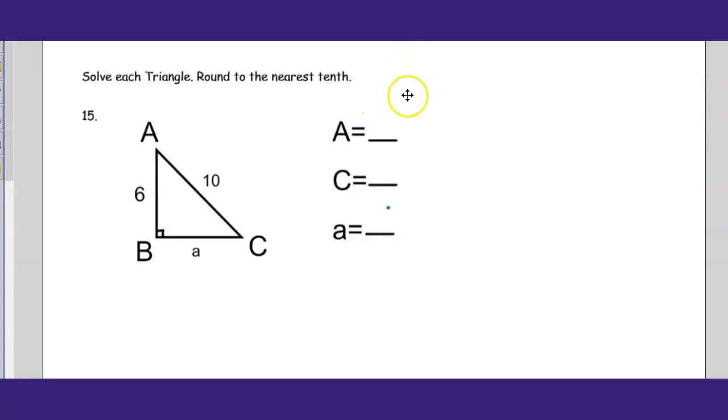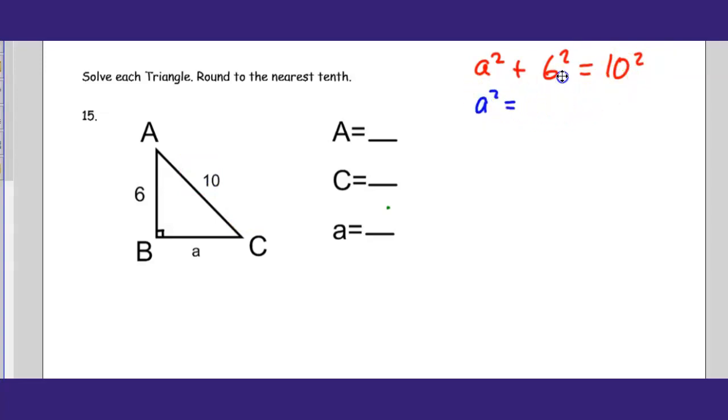Alright, so solve each triangle, rounding to the nearest tenth. First, we're going to start by finding side A. I have two sides: this side and the hypotenuse. So I'm going to use the Pythagorean Theorem, A squared plus B squared equals C squared. Since it's A, I'm just going to leave it as that. A squared plus 6 squared equals 10 squared. Remember, your hypotenuse is always C in this equation.